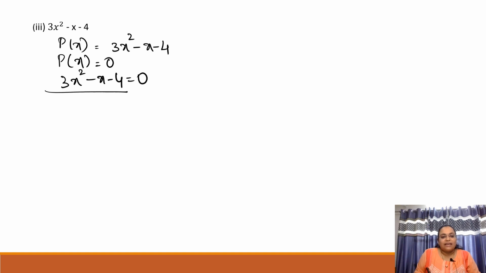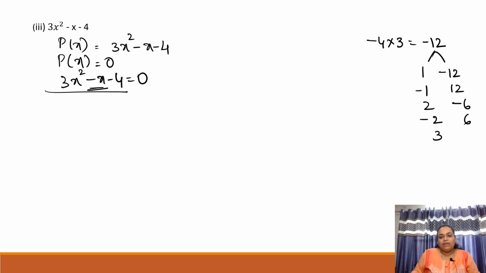Now let us factorize this by splitting the middle term. So how do we factorize? That is minus 4 into 3, which is minus 12. Now we'll find all the possible factors for minus 12. That is 1 into minus 12, minus 1 into 12, 2 into minus 6, minus 2 into 6, 3 into minus 4, minus 3 into 4, right? So if you multiply, you need to get minus 12, and if you add them, you need to get the middle term, which is minus 1.